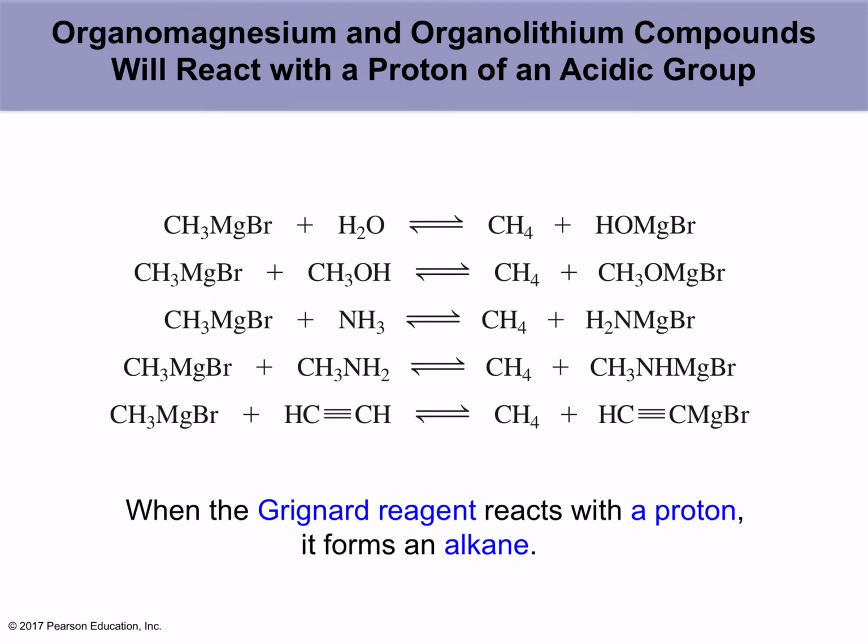Organomagnesium and organolithium compounds will react with the proton of an acidic group because now it's a nucleophile. Proton is H+, so the nucleophile can react with the electrophile. So methyl magnesium bromide is the Grignard reagent. Remember, alkyl group, magnesium and bromide. Now you should be able to identify this as a Grignard reagent. In the presence of water, it can act as a carbanion, react with the hydrogen proton of one water molecule and become methane and magnesium bromide with an OH group.